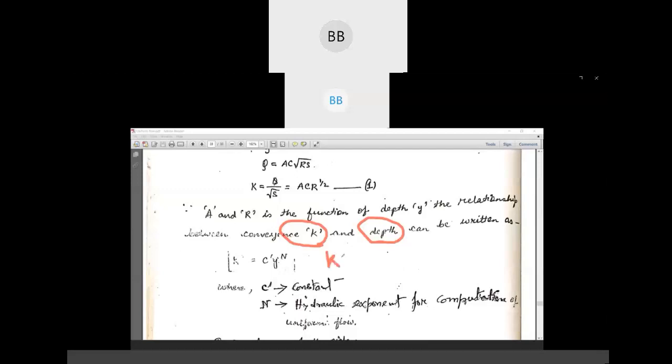Write K square equal to C dash y to the power N, where C dash is a constant and capital N is the hydraulic exponent for computation of uniform flow.